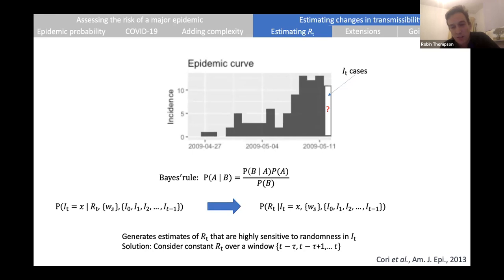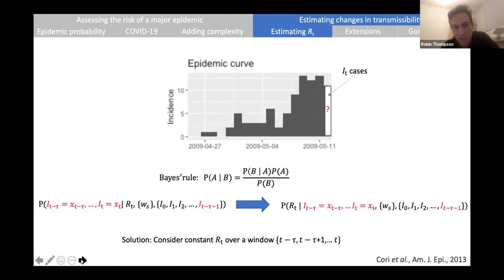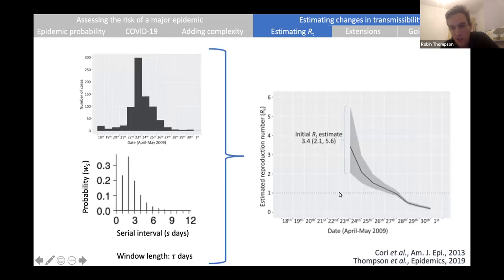So in other words, you can consider a time window of length tau days, and use the data from all tau of those days, the numbers of cases that occurred on all tau of those days, to estimate the time-dependent reproduction number. And if you do that using this basic underlying framework, you see estimates that look a little bit like this.